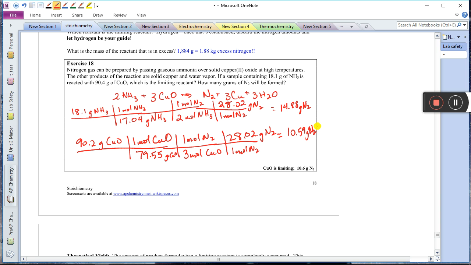So, how much nitrogen can we actually make? 10.59. So if I've only got enough copper oxide to make that, it doesn't matter that I have extra ammonia. And that makes copper oxide our limiting reactant. It's what we're going to run out of. Remember the sandwich analogy. If you've only got enough bread for 10 sandwiches, it doesn't matter if you've got 20 pounds of lunch meat. You're going to be done with sandwiches after you make 10.